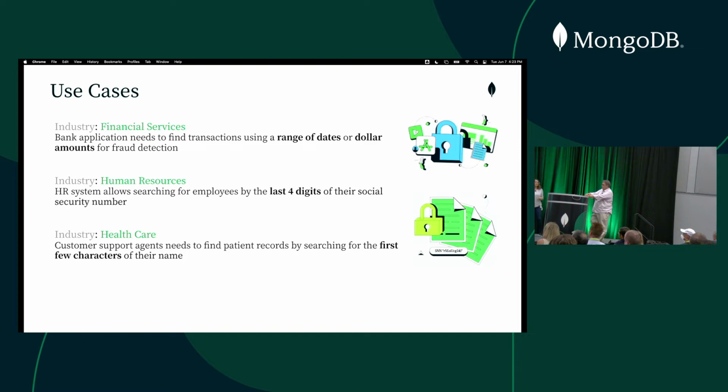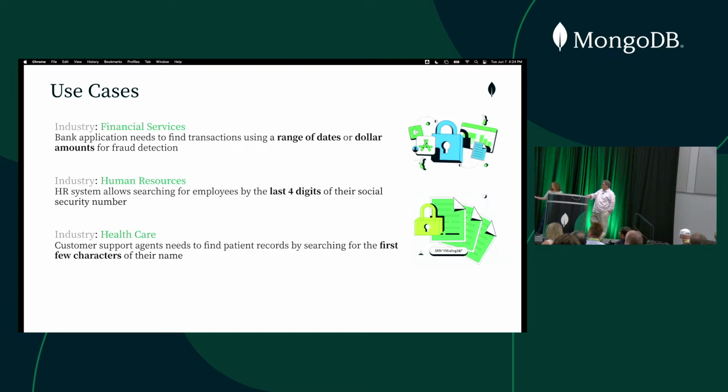So use cases. There are a number of them. Say financial services, you need to find transactions based on a range of dates, or you're doing some fraud investigation, you need to find transactions with a number of dollar amounts. Or human resources. And you need to find your employees, but need to look at those last 4 digits, the non-sensitive parts of the social security number, to find them. But you still need to store that social security number encrypted.